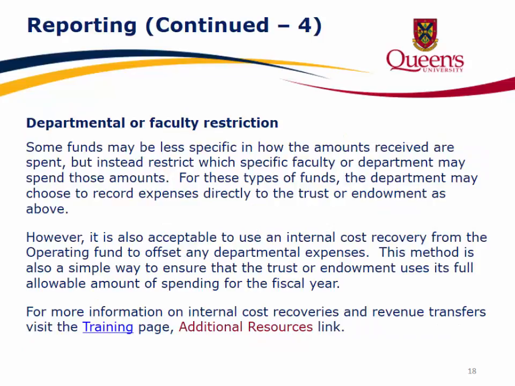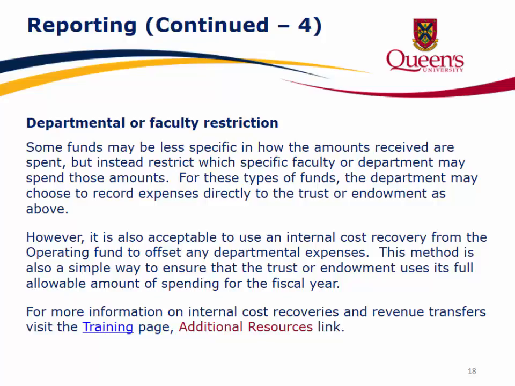Departmental or faculty restriction. Some funds may be less specific in how the amounts received are spent, but instead restrict which specific faculty or department may spend those amounts. For these types of funds, the department may choose to record expenses directly to the trust or endowment as above. However, it is also acceptable to use an internal cost recovery from the operating fund to offset any departmental expenses.